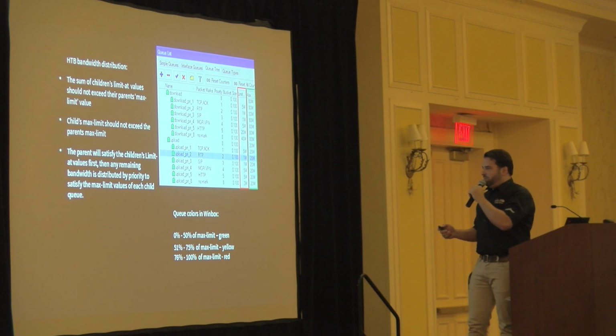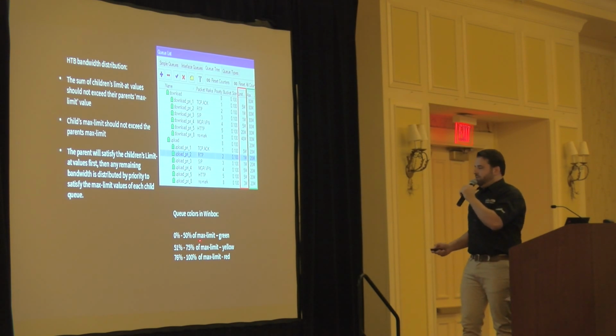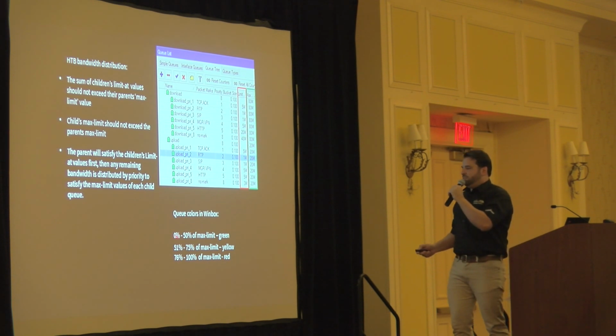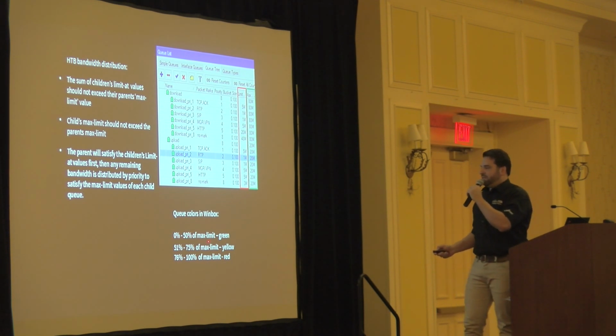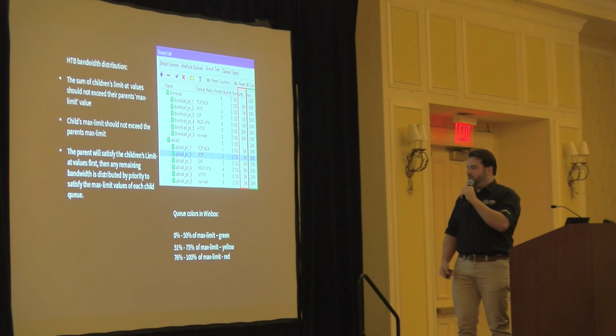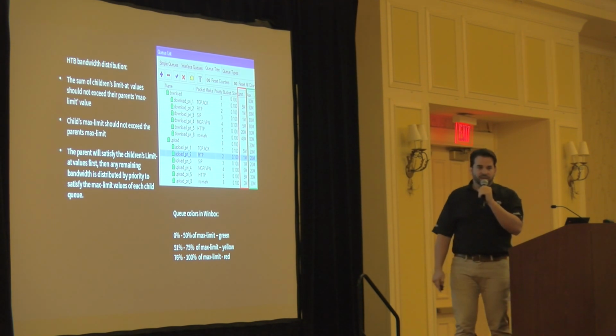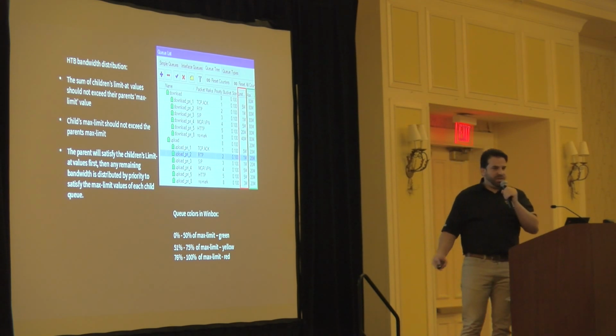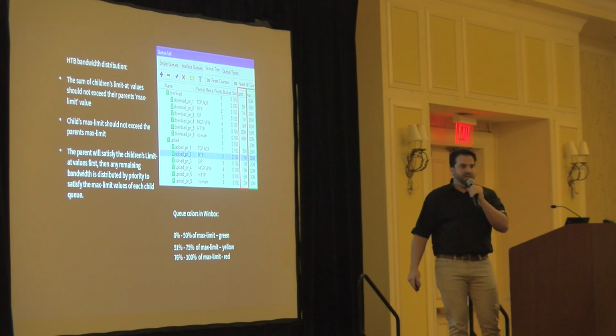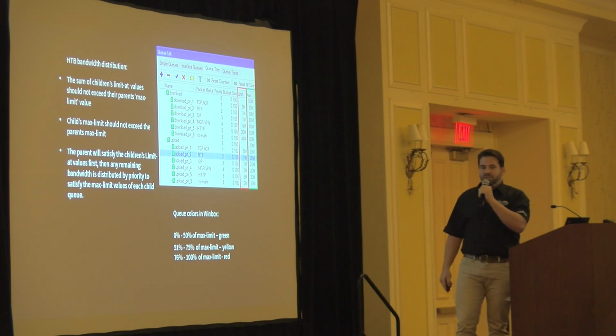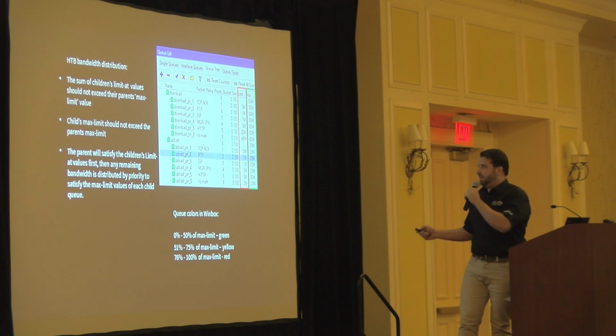By the way, I think now might be a good time to say that the queue colors in Winbox, you see they're all green. The queue color of green means that you have utilized between 0 and 50% of the max limit bandwidth. 51 to 75, it turns yellow. 76 to 100, it turns red. And remember, once you exceed the max limit, or try to exceed the max limit, packets will either be queued or dropped. If they're queued, they're delayed.